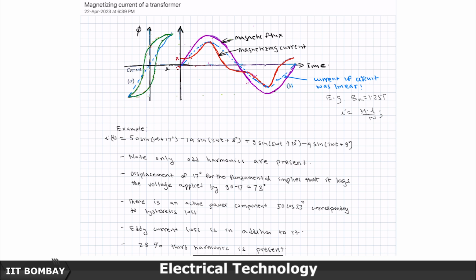So, we are starting with the analysis. We are saying let the flux produced in the core of our transformer be a sinusoid as shown here, this being phi m, this being minus phi m, this phi m, this being minus phi m.